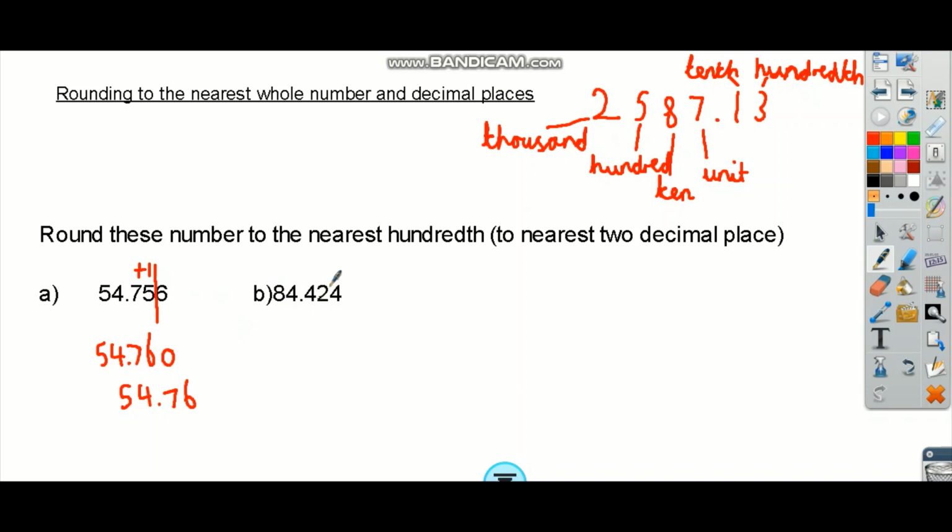Now for this question, you need to do the same thing. So you put a line after the hundredths, which is 2. Then we know that 4 is less than 5. So we keep 2 the same, 4 the same, 4 and 8 the same as well. So 2, 4, 4, 8. We then put the decimal point down as well. And then we turn the 4 into a 0. So the answer will be 84.42.